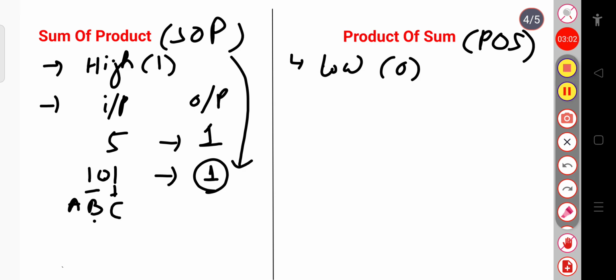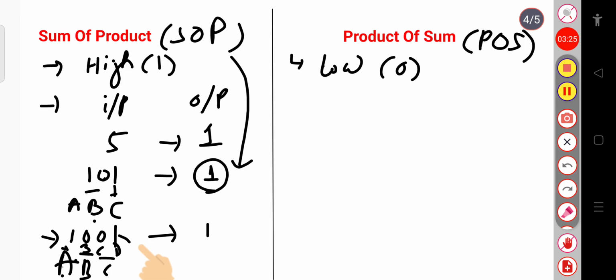Simply, or we can say for another example, suppose this is 1001 and for this case the output is 1. Here also we have A terminal, B terminal, C terminal and D terminal. So for 1 this is A, for the B terminal this will be B bar, for the C terminal this will be C bar, and for the D terminal this will be simply D.